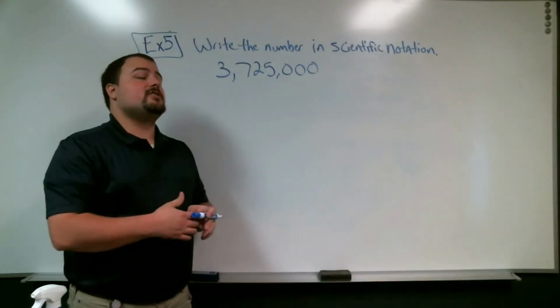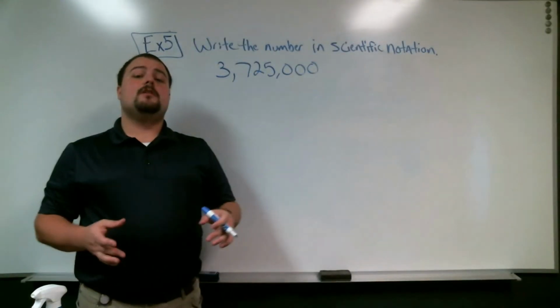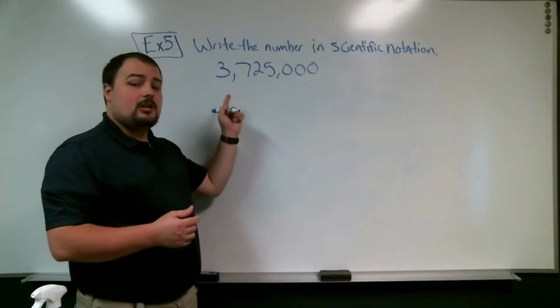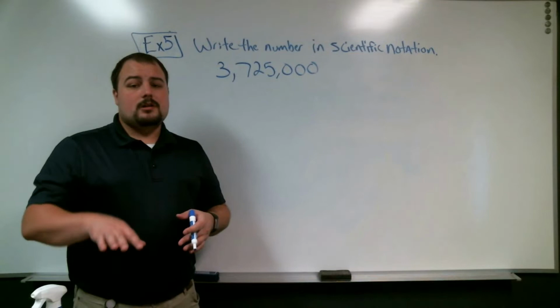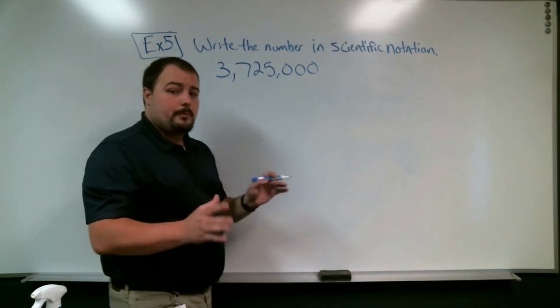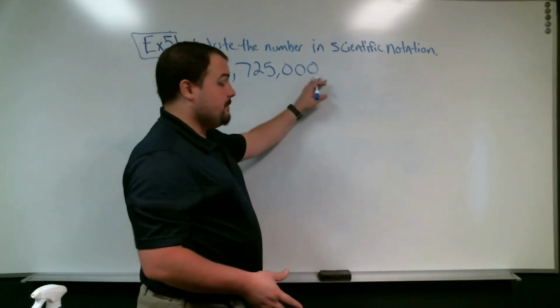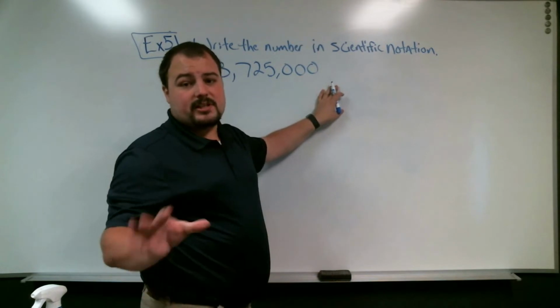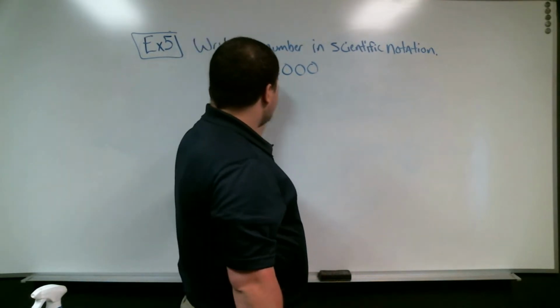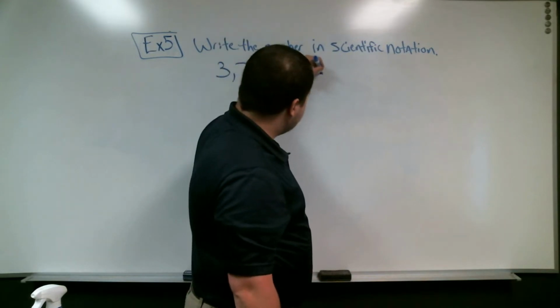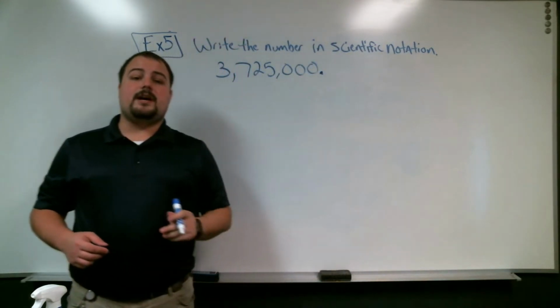Alright, so we're moving on to our next type of example. In this example, we're taking a number that's written in standard form and we're going to write it in scientific notation form. So you guys just copy down, we're going to put a decimal at the very end of this problem if no decimal exists. If a decimal exists, you don't have to put a decimal anywhere, it's already there. There's no decimal in this problem, so we're always going to put a decimal at the very end. That's where our decimal's at.